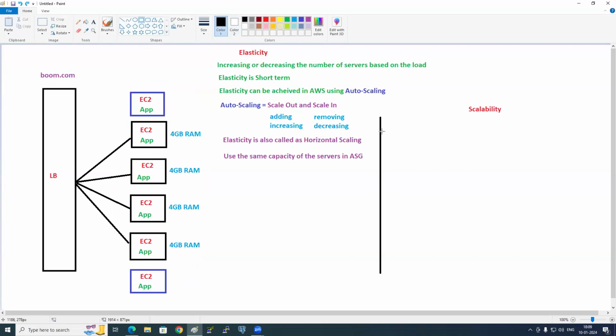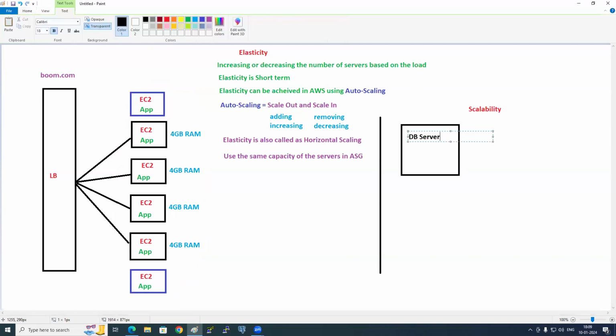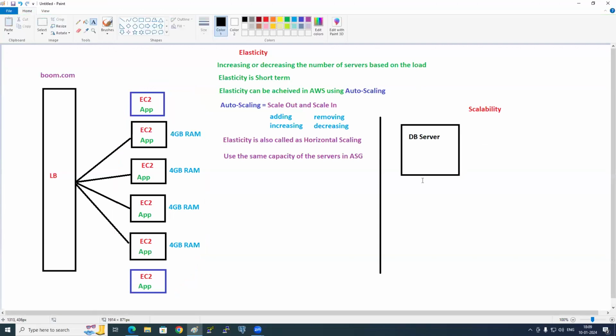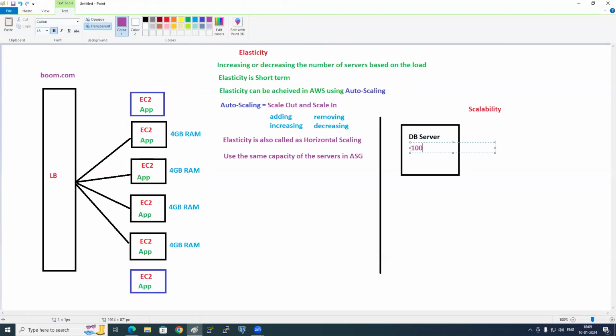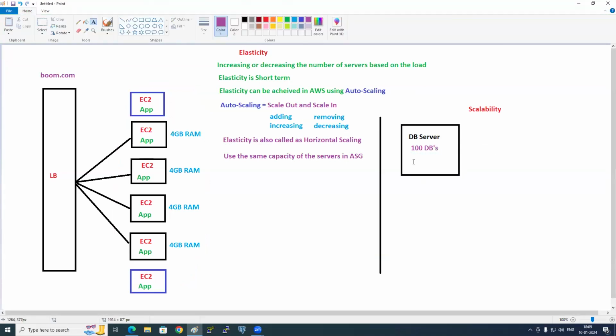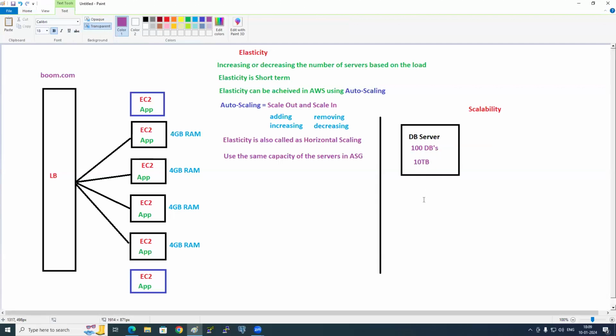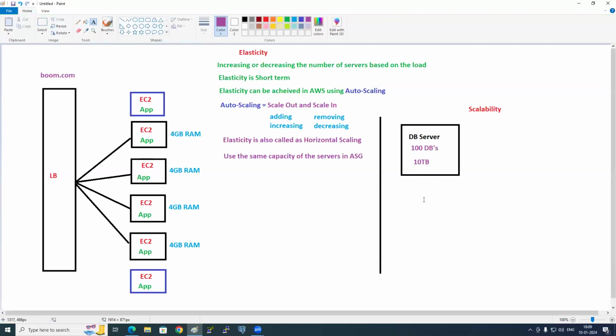So now coming to scalability, listen carefully. Let's take for example this is a DB server. DB server means database server. Now in real time, in database servers, what do we have? Databases, no? Assume that we have 100 databases here, and it has 10 terabytes of data. In one server, 100 databases and 10 terabytes. It's a super huge machine.